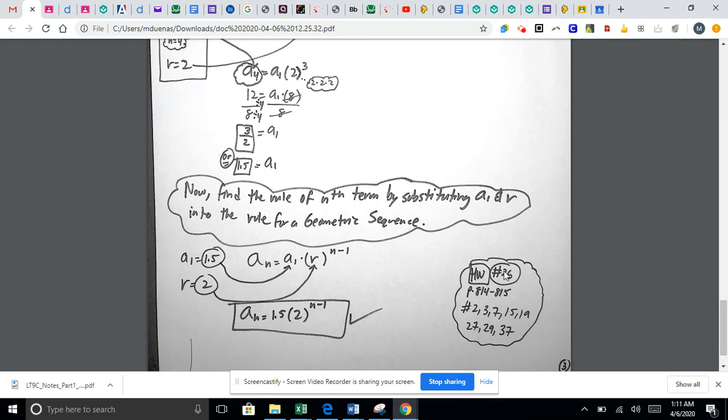For homework, you can expect to go ahead and do homework number 26. You can expect to do these problems here from page 814 all the way to 815. There will be some review problems moving forward next week on this, so feel free to ask questions, and I'll be having a Q&A session tomorrow.